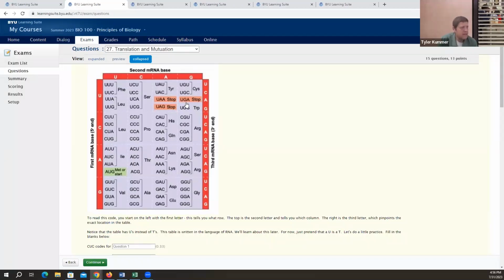The last type of mutation in this section that we're going to talk about is, okay, we start with TGT. What if instead it went to become a TGA? If that was the mutation, that would give us, instead of UGU, UGA. UGA codes for stop. Now, a stop is not an amino acid. A stop just means the whole process shuts down.